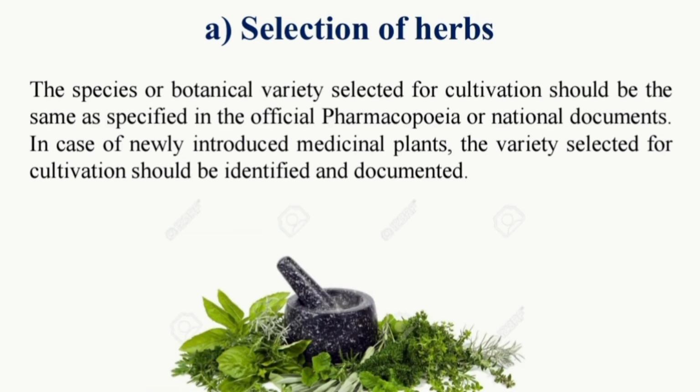Okay, then selection of herbs. How are we going to select those herbs? The species or the botanical variety selected for the cultivation should be the same as specified in the official pharmacopoeia. See, the herbal drug we select for the cultivation must be specified in the pharmacopoeia or the national documents.